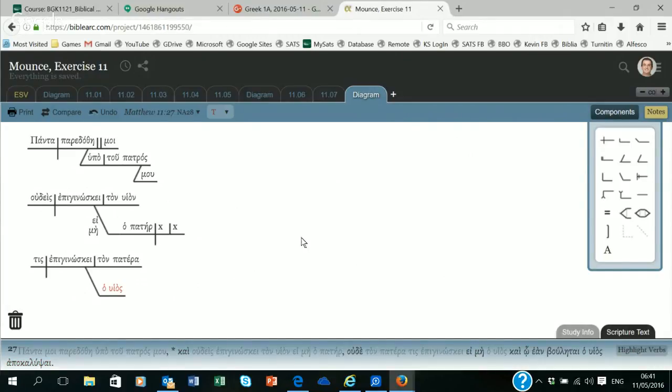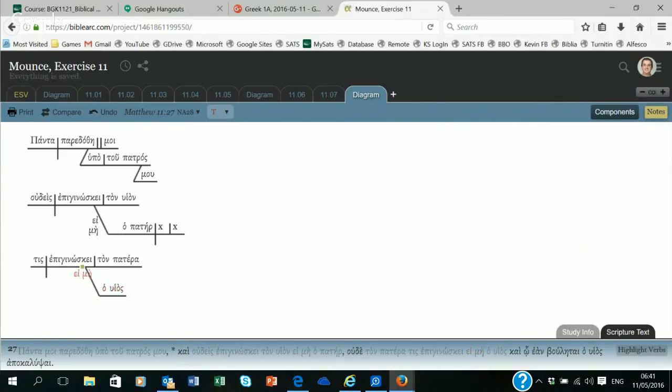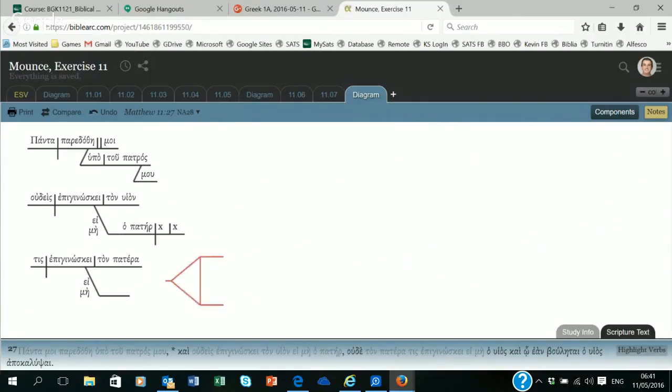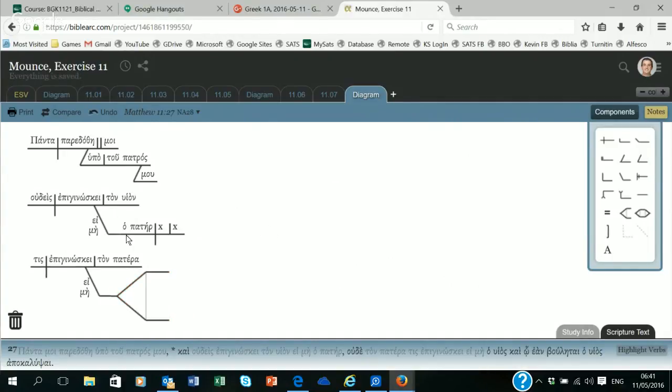Quite complicated to diagram, so essentially what it's saying is no one knows the Father except the Son. The implication, the Son knows the Father, and anyone to whom the Son chooses to reveal him. So what we do is, the moment we have two coordinating elements, we can use this little dude to show them.